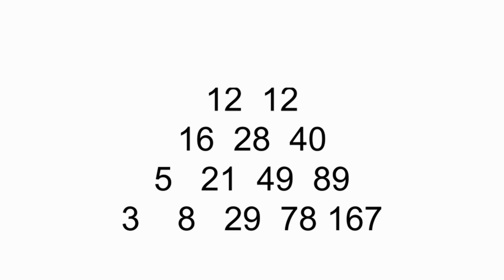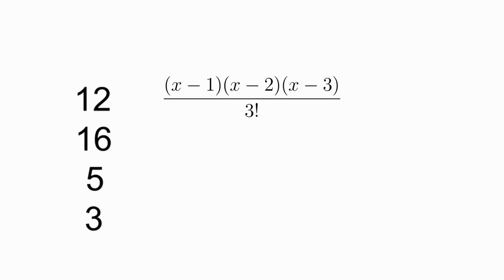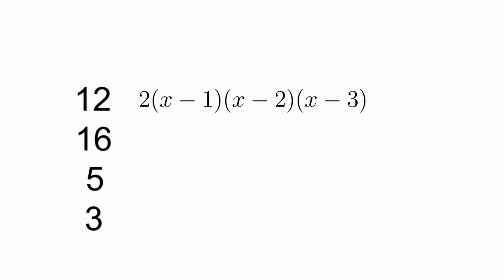It generates a sequence 3, 8, 29, 78, and 167 with differences that go up with 5, 21, 49, 89, 16, 28, 40, and then a constant 12. The terms we will care about are 12, 16, 5, and 3. With 12, we take the corresponding 3-degree polynomial x minus 1, x minus 2, x minus 3 divided by 3 factorial times 12. For 16, we take the 2-degree polynomial x minus 1 times x minus 2 divided by 2 factorial and multiply it by 16. And the last two follow with 5 multiplied by x minus 1, and 3 is just 3.